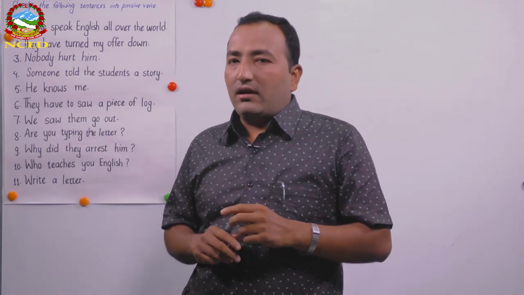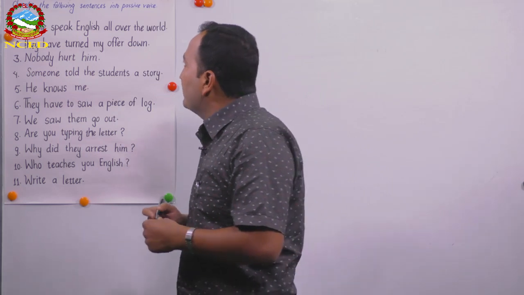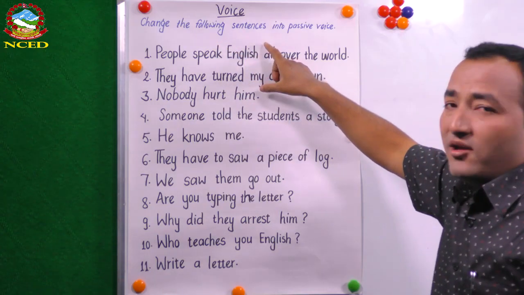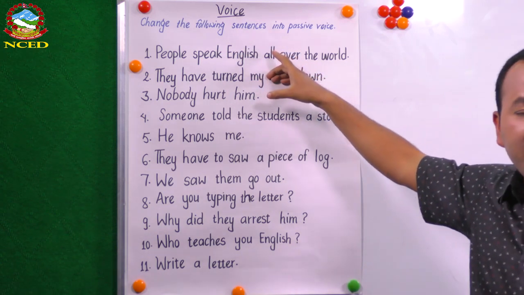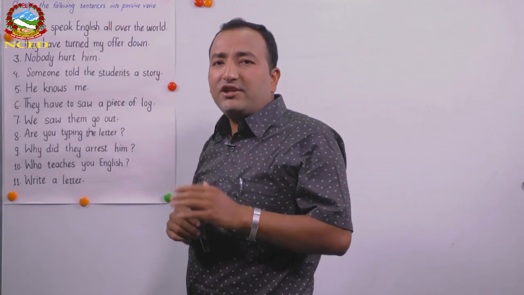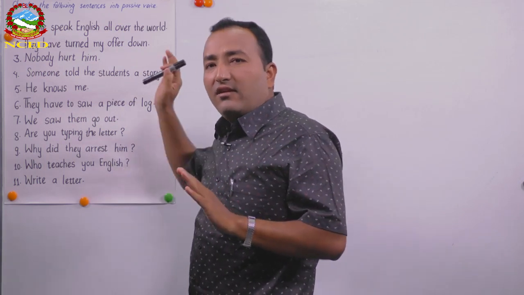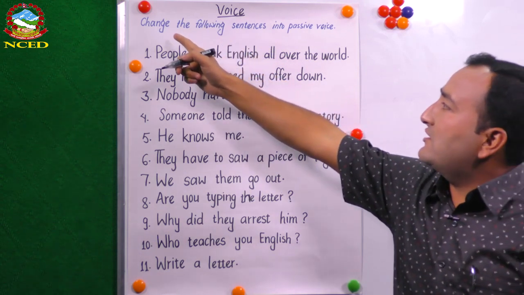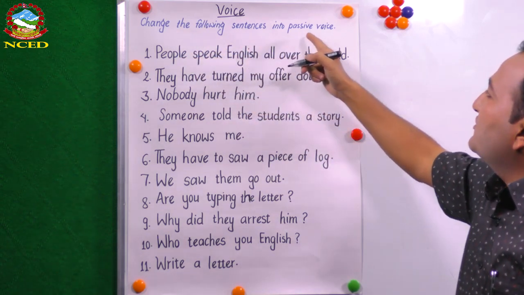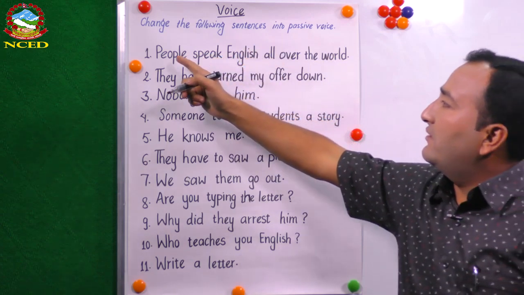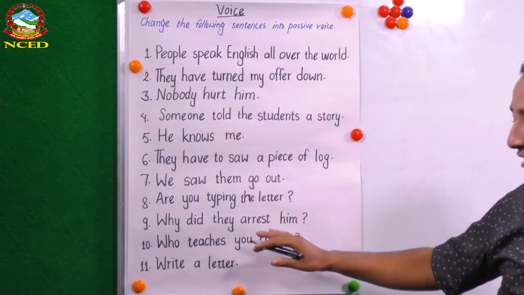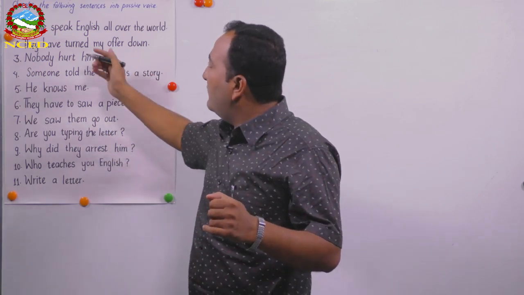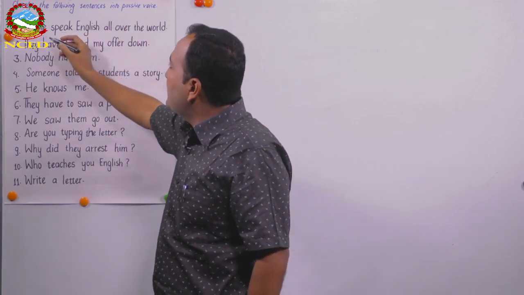Here, I have got the first chart for today. Please, without a delay, we are going to do this. Please listen very carefully, be attentive. You don't need to write in your copy. Just follow me, listen and watch. The instruction is: change the following sentences into passive voice. This means all these sentences are given in active voice. These are the first set of our exercise today.